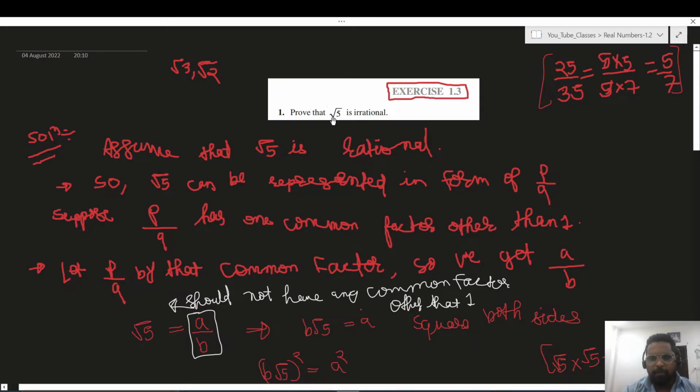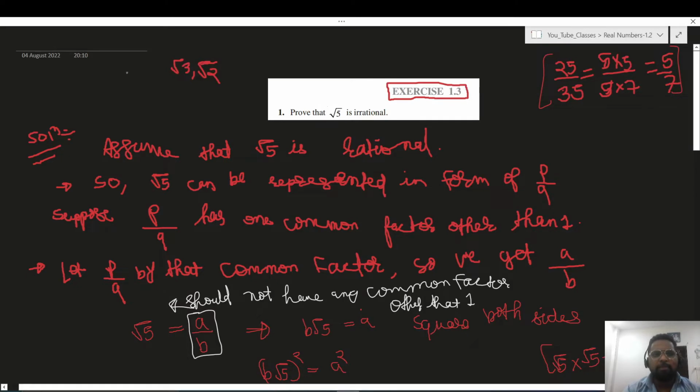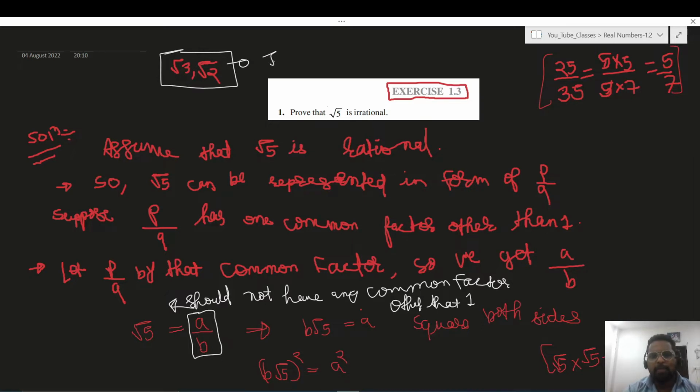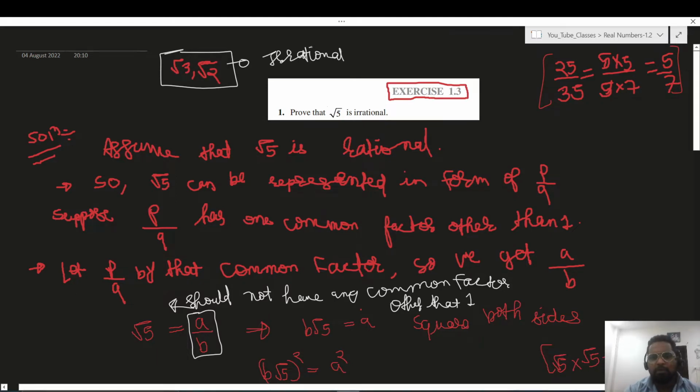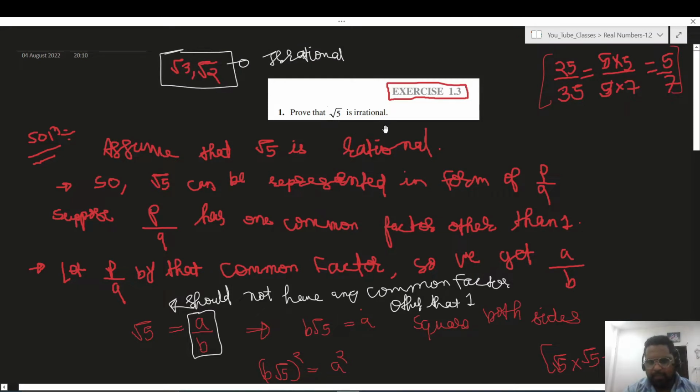We are proving that root 5 is an irrational number. For proving that, I want to tell you one thing: in our previous video we proved that root 3 and root 2 are irrational. So I am proving that root 5 is irrational here. What I need to do is assume that root 5 is a rational number.